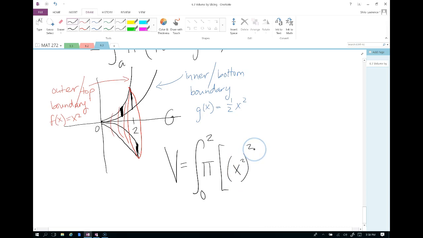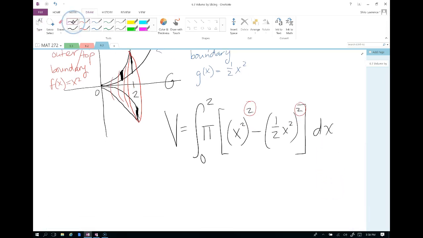And remember, with these, we're squaring them because it's based on the area of a circle or the volume of a disk, which is pi r squared. But then we want to subtract the inside, which is bounded by g of x equals 1/2 x squared. And we're doing volume, so we square it. So we've got an outer boundary squared minus an inner boundary squared. And again, the most important thing when we're doing washers is that we realize they get squared separately.